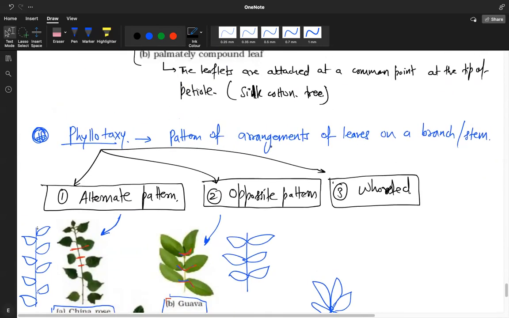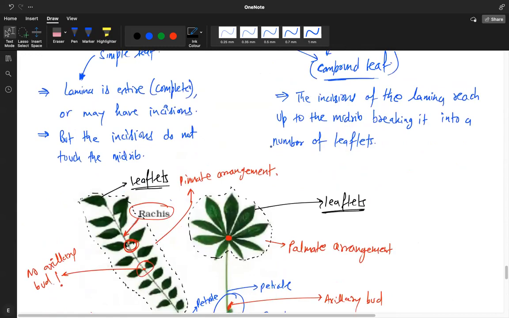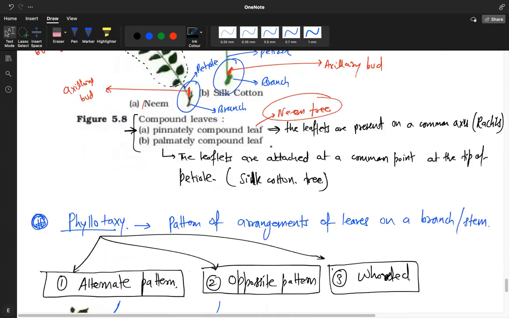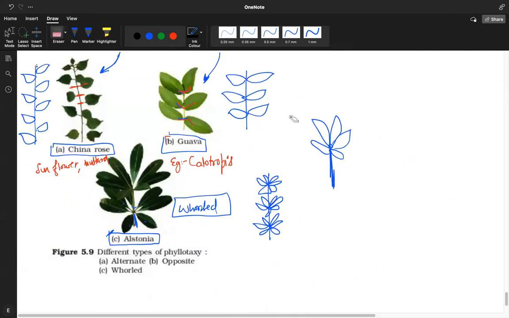So is phyllotaxy clear to you? Phyllotaxy and types of leaves, both are clear to you? Please note this down.